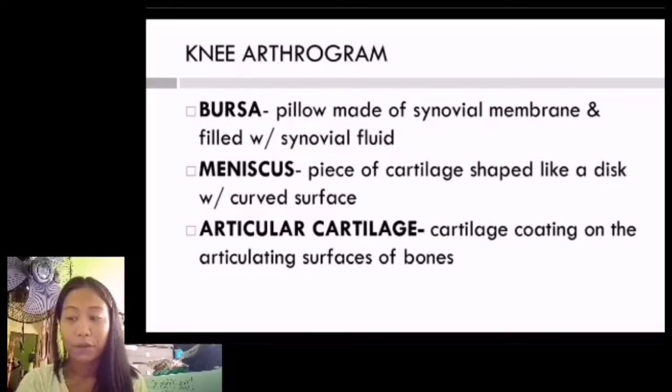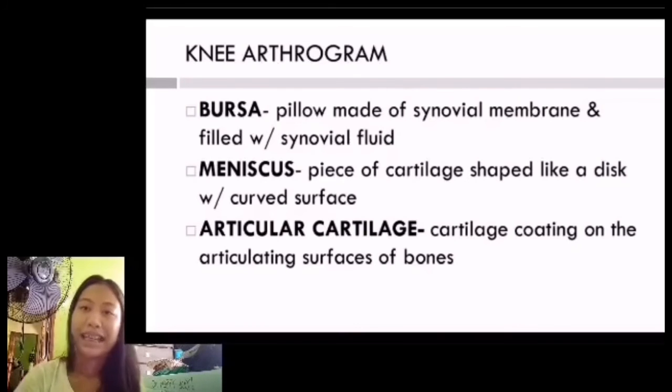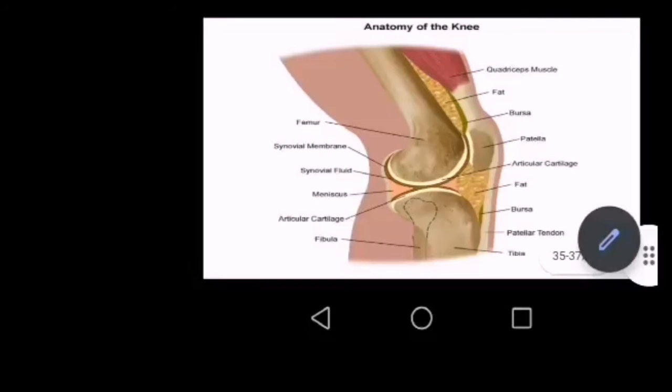In the knee arthrogram: the bursa is a pillow made of synovial membrane and filled with synovial fluid. The meniscus is a piece of cartilage shaped like a disc with a curved surface. Articular cartilage is a cartilage coating on the articulating surfaces of bones. And these are the anatomy of the knee.